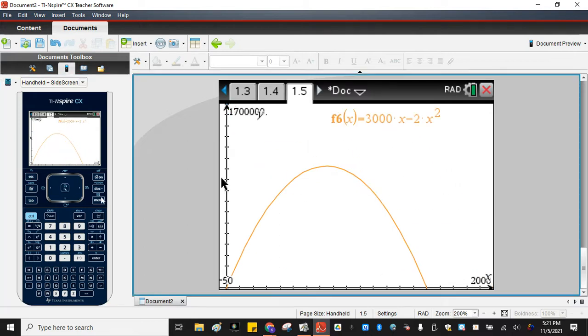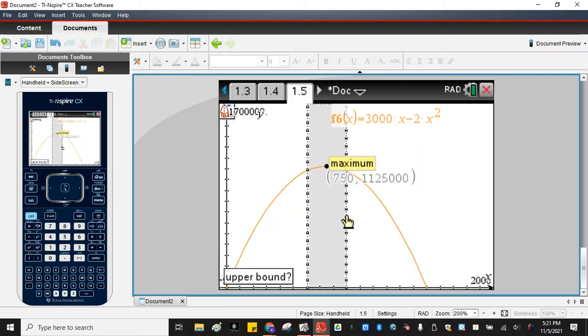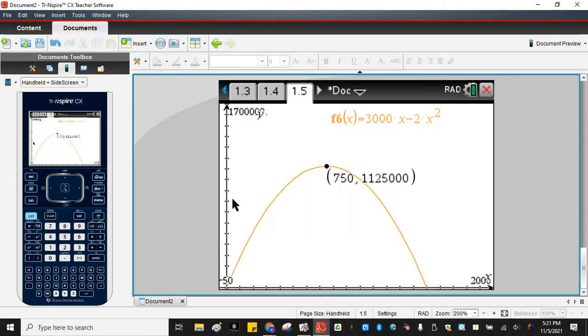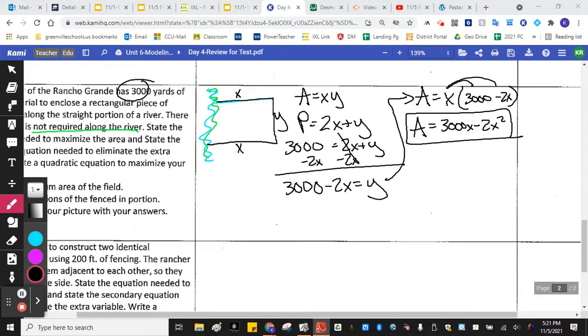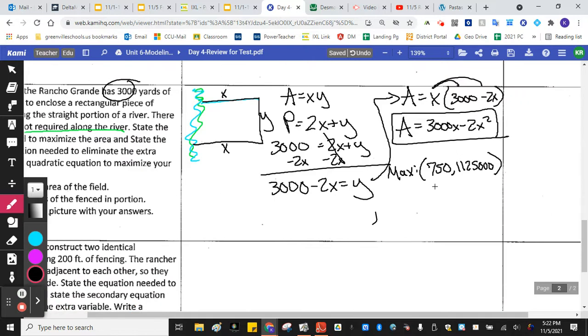So we need the maximum because we're trying to maximize this area question. And we're going to round to 2 decimal places. 750, 1,125,000 and X. Okay, so that's my maximum. 750 is my X. This is my maximum area, because that was the equation, that's area, not Y. Be careful there. A lot of people were messing that up.